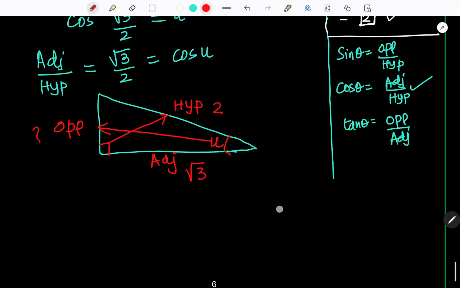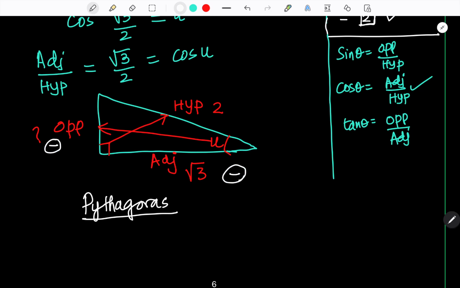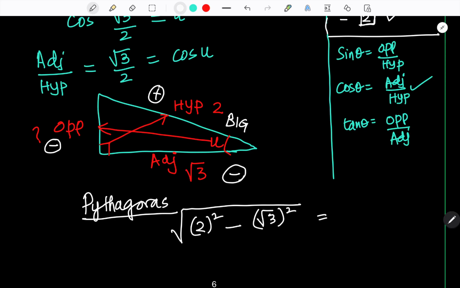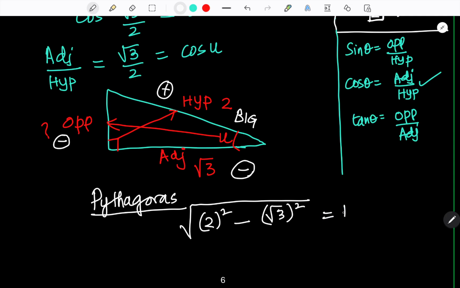How? We are going to use the Pythagoras theorem. If you want this side, it is minus; only for the hypotenuse it is plus. So it is the square root of the big side, 2 squared, minus this side, root 3 the whole squared. Put in the calculator slowly: 2 squared is 4, so 4 minus 3, which is equal to 1. I'm getting 1, so this side is 1.